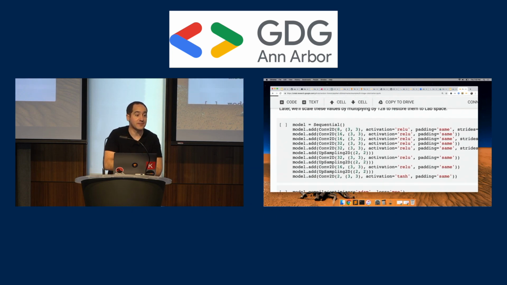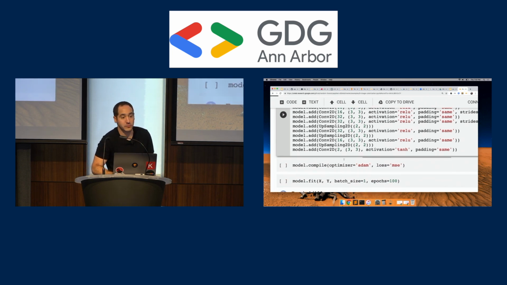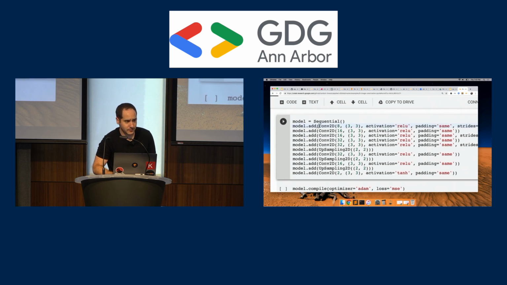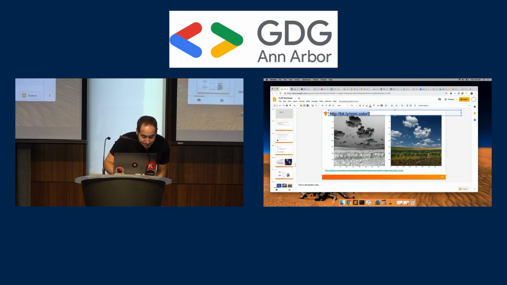a surprising thing about deep learning is this is the complete model. And it's using these convolutional layers that I mentioned earlier. And that's it. This is all you need to do image colorization. And this type of model is trained in exactly the same way as you would see other ones. So that's the takeaway here. I'm going to keep moving, but you can play with that.